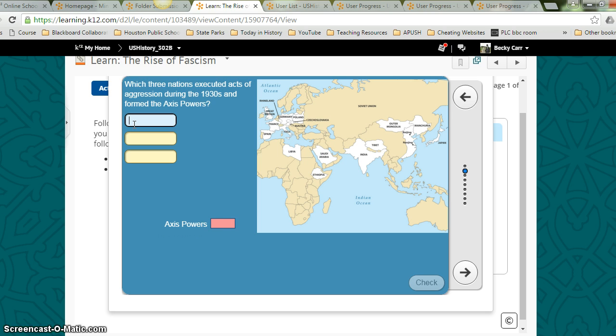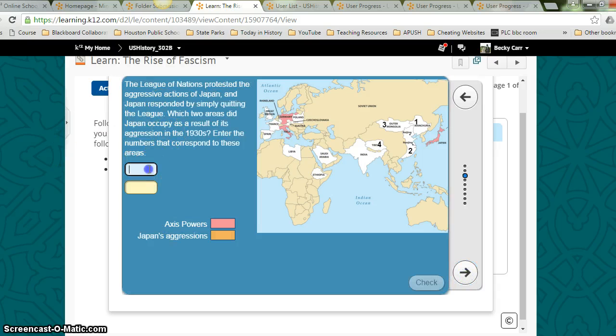The three nations that executed acts of aggression and formed the Axis powers we know as Japan, Germany, and Italy. And we got a check. Yes, moving on to the next one. The League of Nations protested the aggressive acts of Japan, and Japan responded by simply quitting the League. Which two areas did Japan occupy as a result of its aggression in the 30s? We have the numbers. So it's 1 Manchuria and 2 Nanjing.